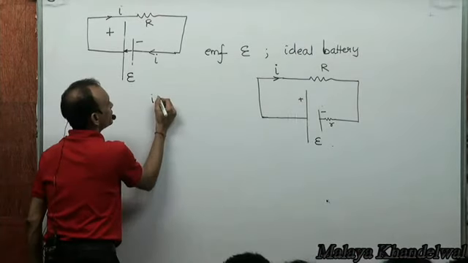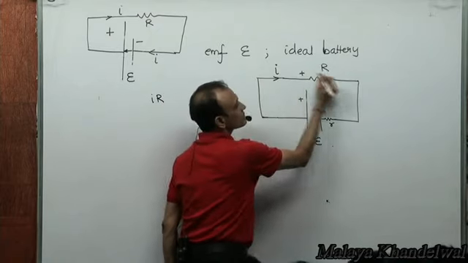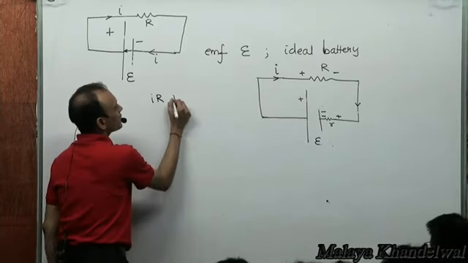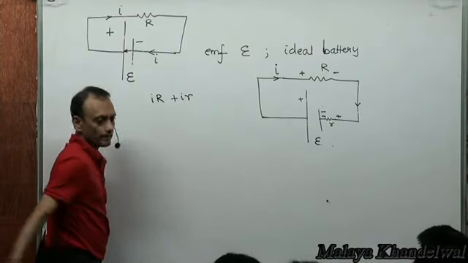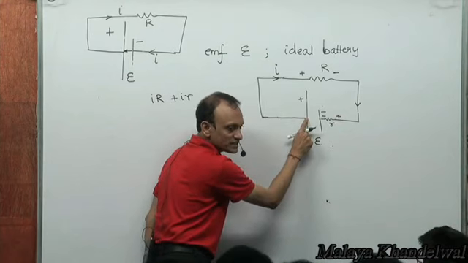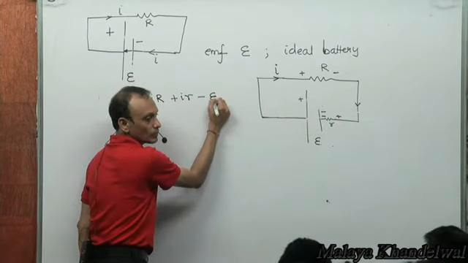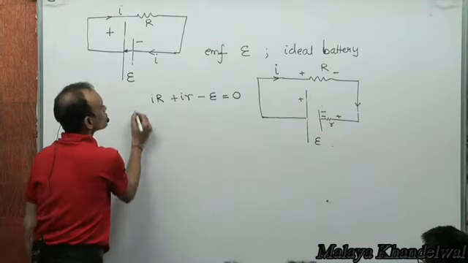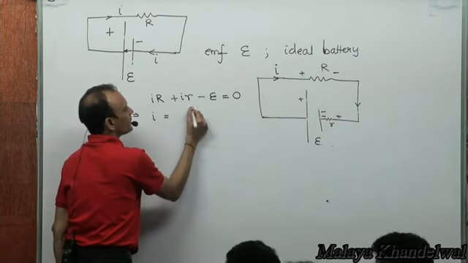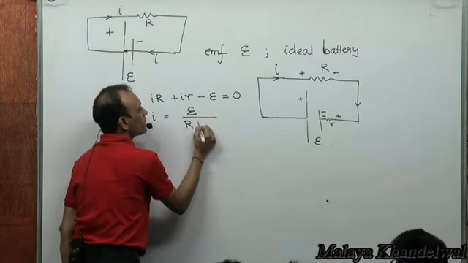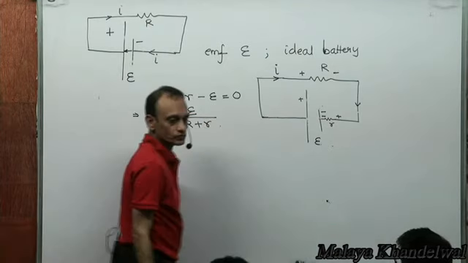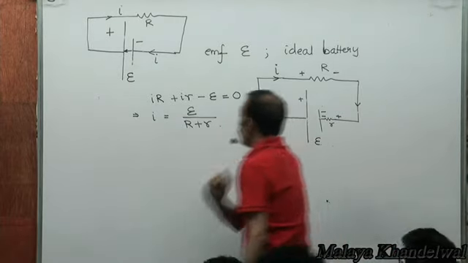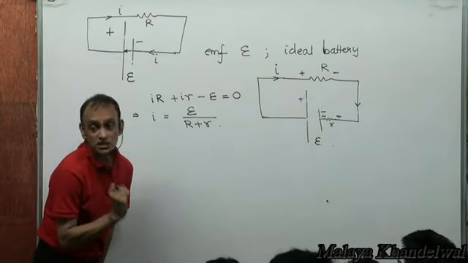Now when I apply KVL to the loop, I get I into R, the drop across this, right? Then current comes here. There is a drop across this small r, which is I into small r. Then from here to here there is an increase, so minus epsilon, right? That must be 0. Algebraic sum of drops must be 0. So that gives me I equal to epsilon by capital R plus small r. Yes or no? Right? Here small r is the internal resistance of the battery.